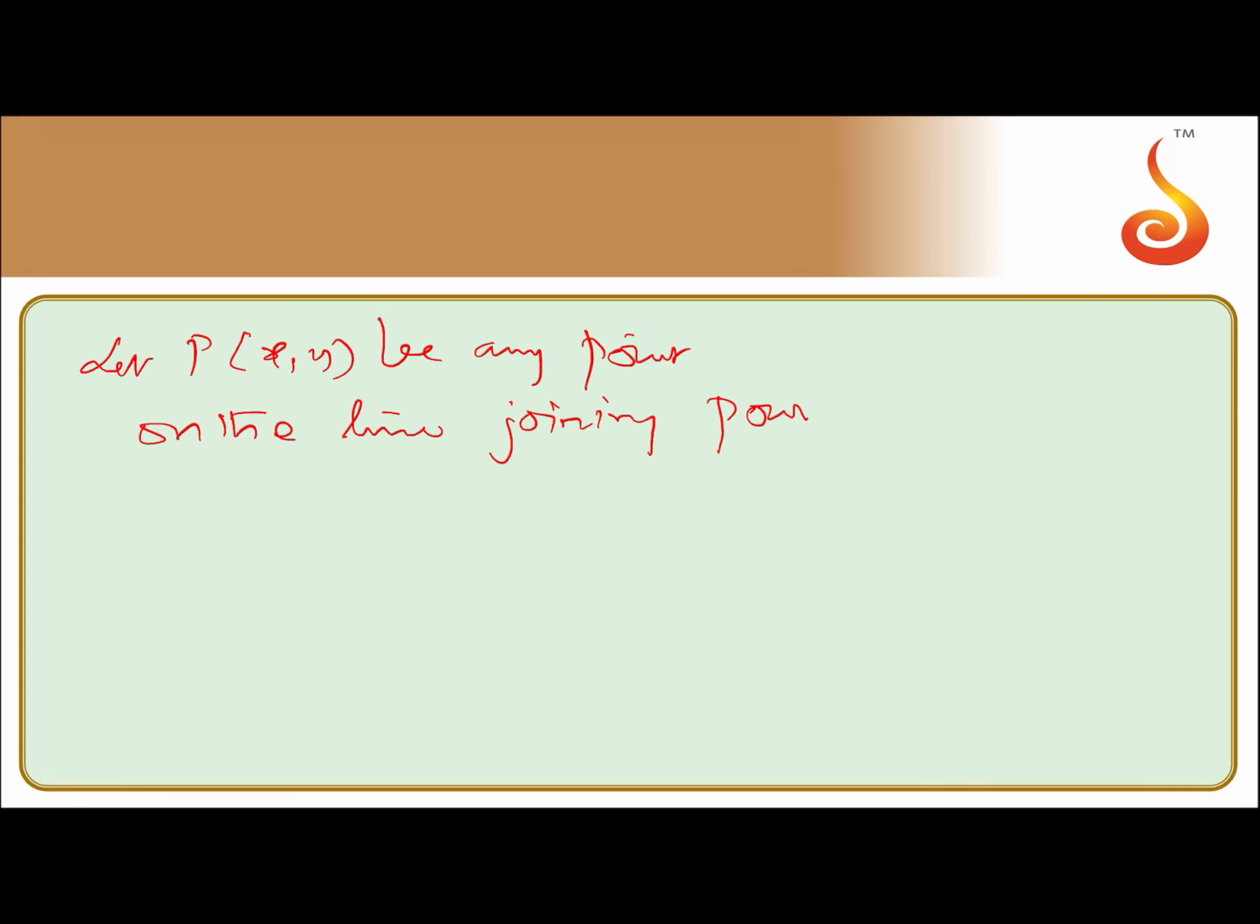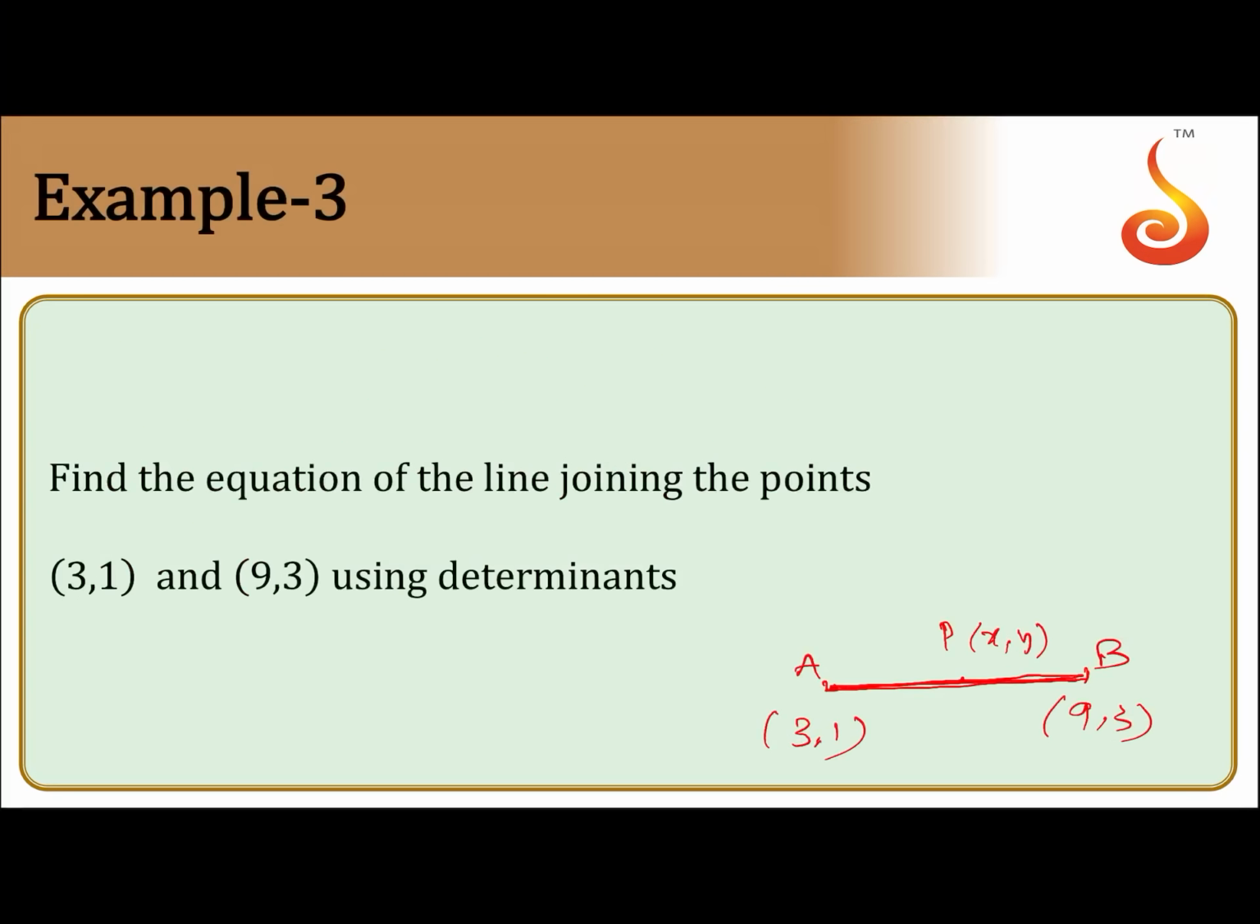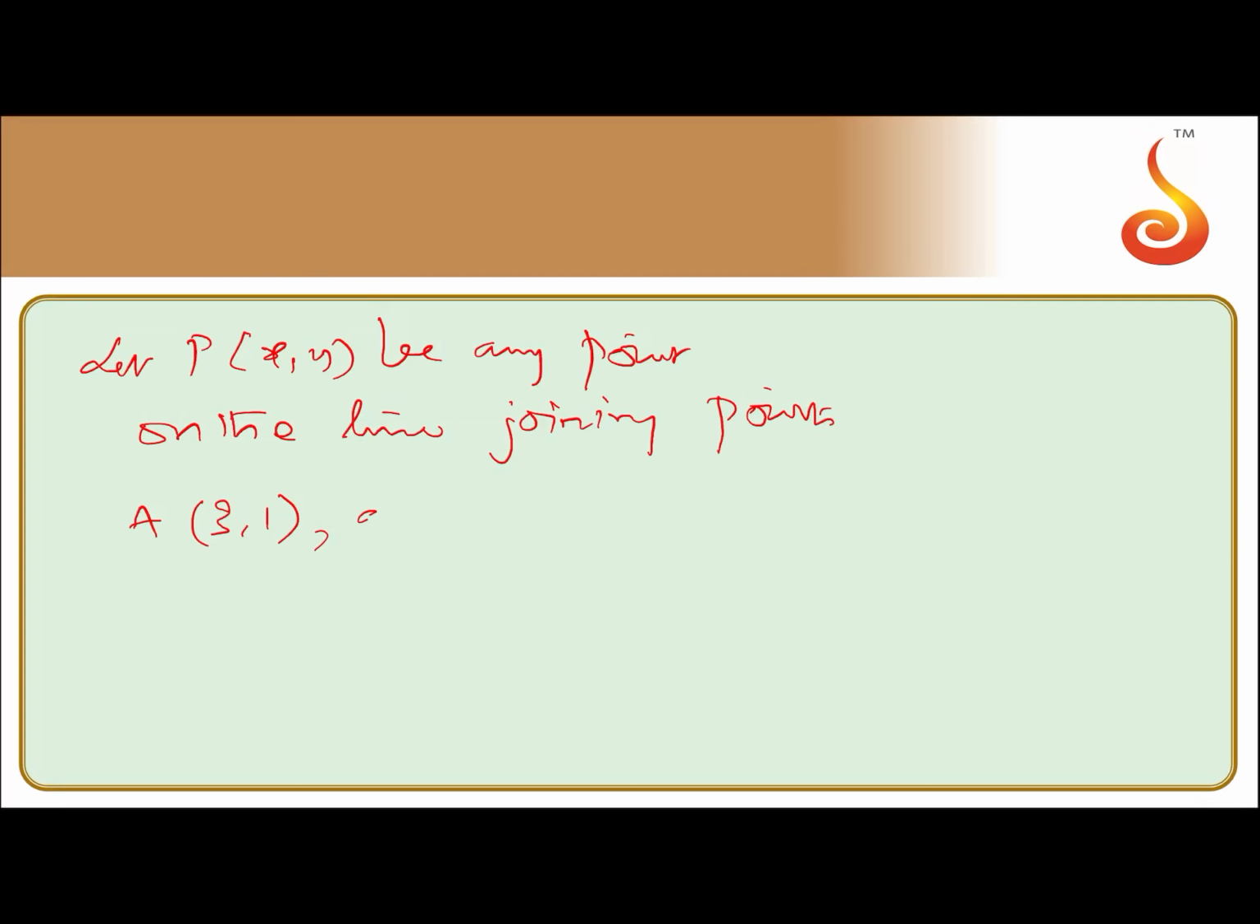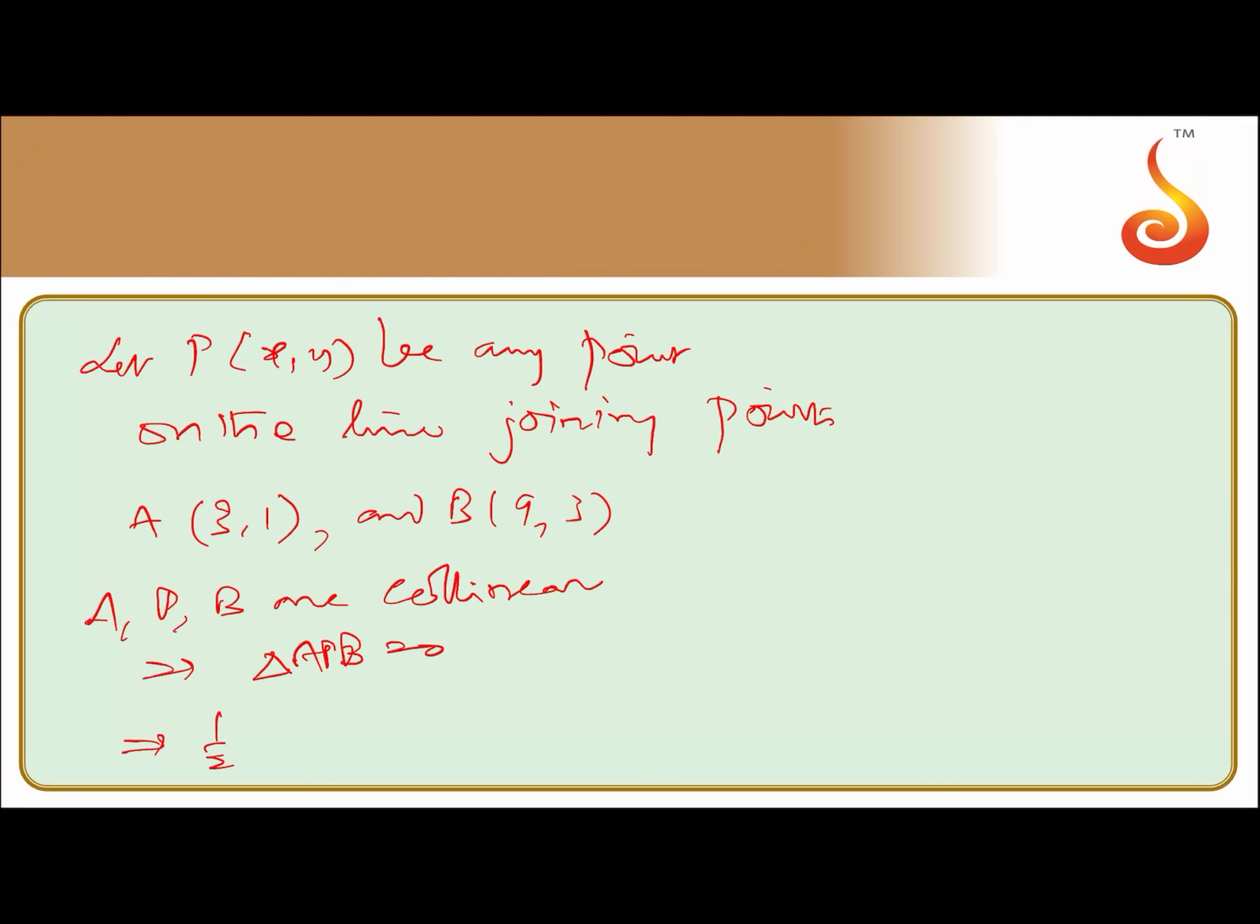Let P(x, y) be any point on the line joining points A(3, 1) and B(9, 3). As A, P, B are collinear, the area of the triangle APB is equal to 0. That implies half of the determinant x, y, 1; 3, 1, 1; 9, 3, 1 is equal to 0.